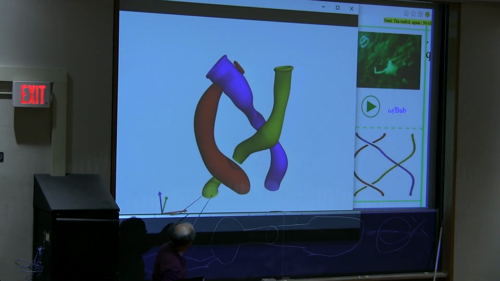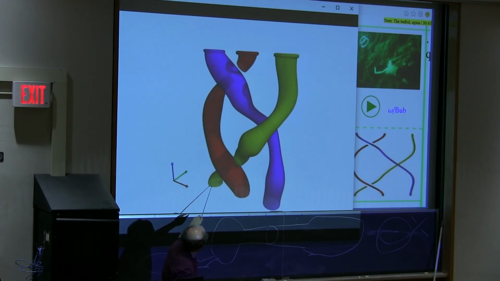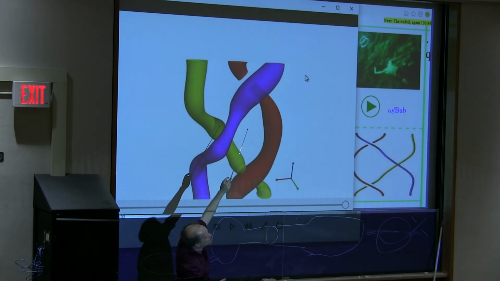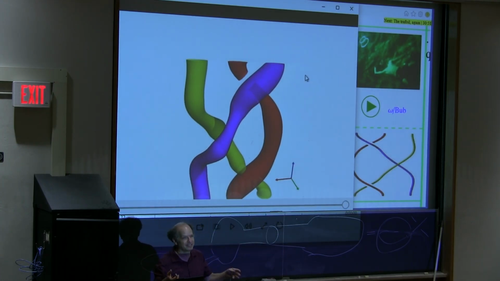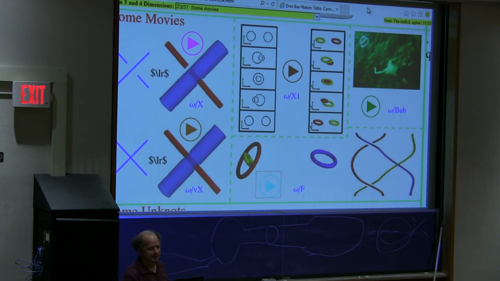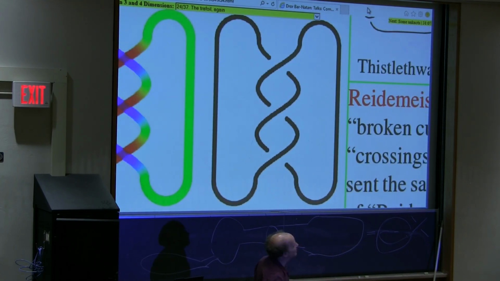So in fact, if I wanted to complete it, I would have to connect, say, this end to that end by a tube, and maybe this end to some other end by a tube, so that I get a complete two-dimensional knot in R4. Are you with me? Should I go faster? Okay. You see, I still have 29 minutes. That's a lot of time.